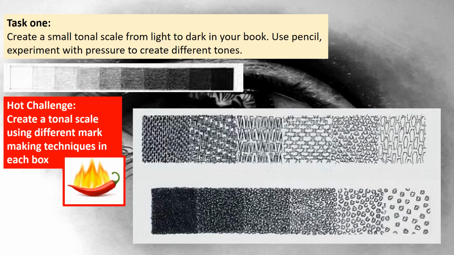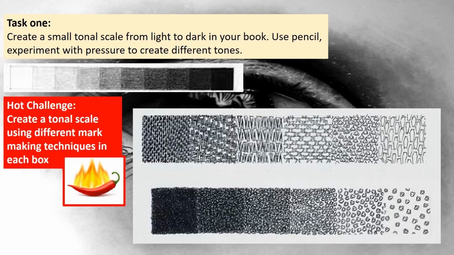Task 1. Create a small tonal scale from light to dark in your book. Use pencil, experiment with pressure to create different tones. There's no wrong or right way of doing a tonal scale. I generally suggest that it has at least 5 or 6 different sections. You can either draw out the boxes or you can just draw them as patches of tone.